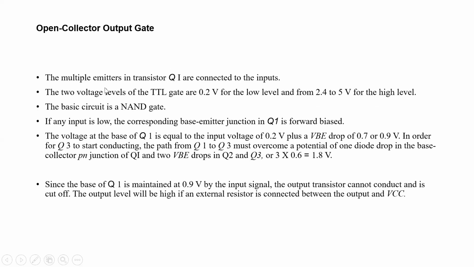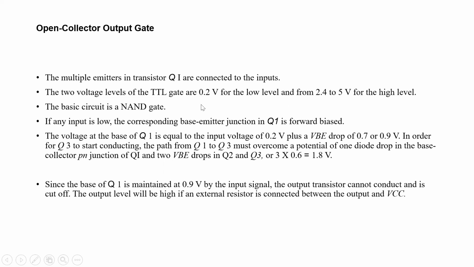Now you see the multi-emitters in transistor Q1 are connected to the inputs. There are two voltage levels: 0.2 volt for low level, 2.4 to 5 volt for high level. One is the low voltage level, another is the high voltage level. Low voltage level is 0.2 volt. High voltage level is 2.4 to 5 volt.